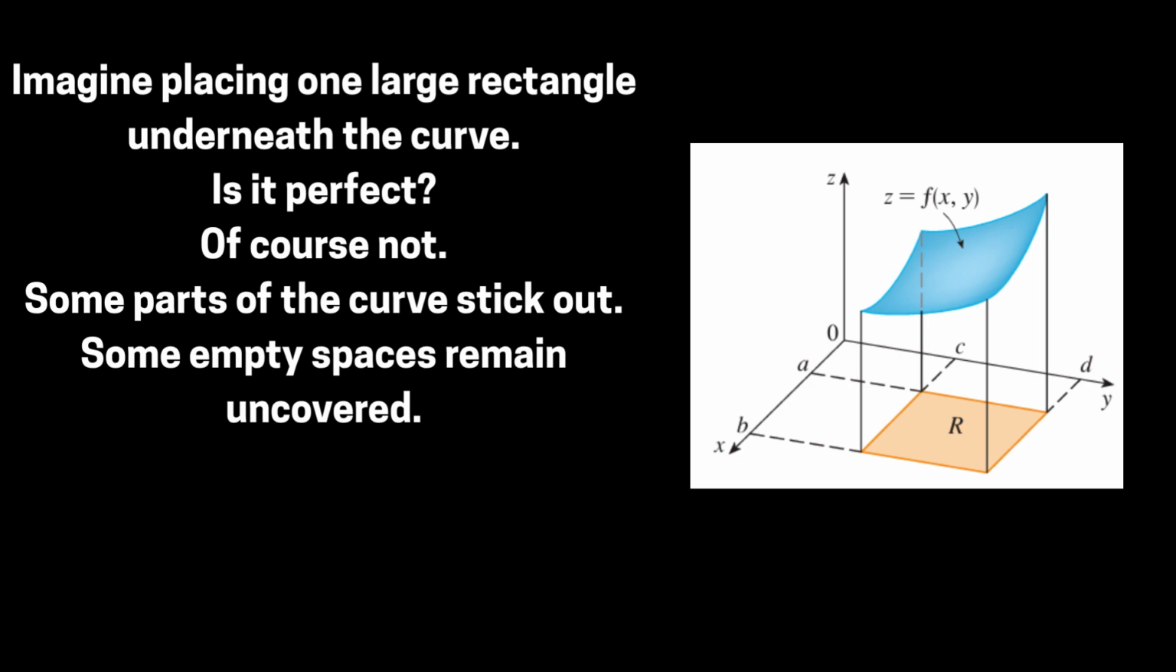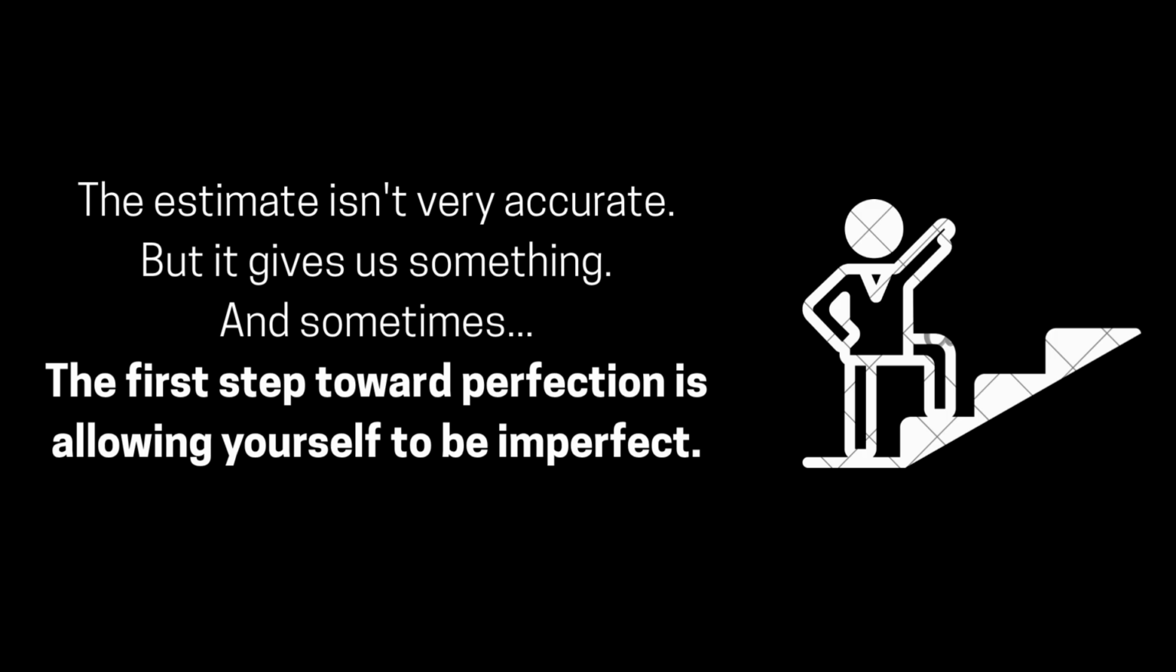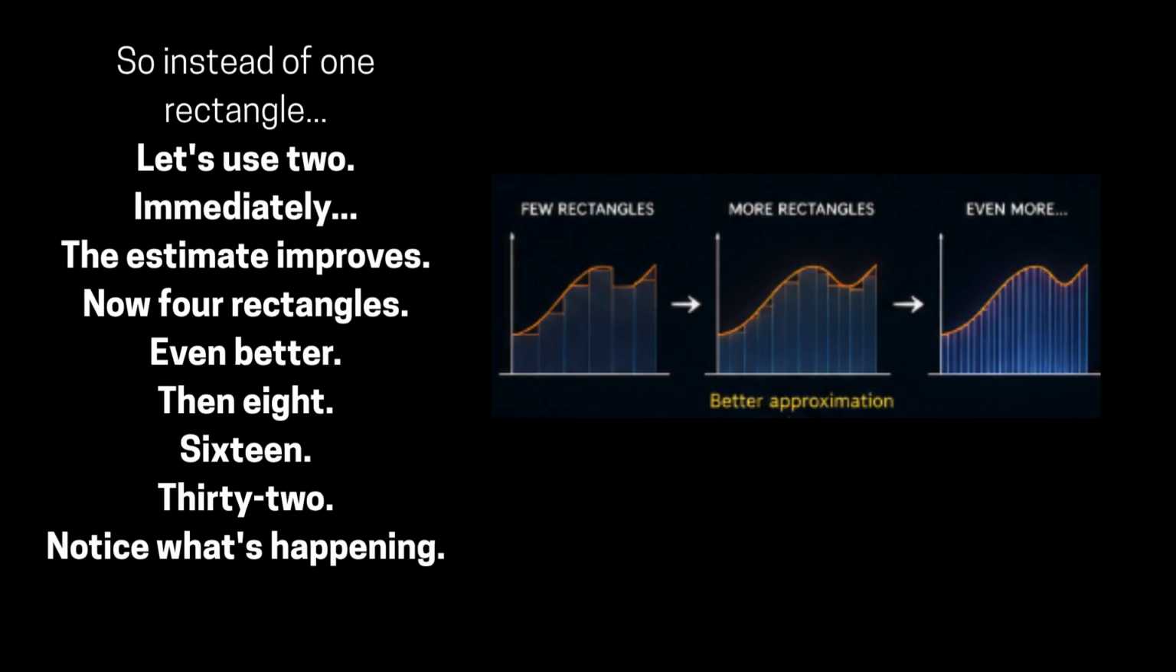Imagine placing one large rectangle underneath the curve. Is it perfect? Of course not. Some parts of the curve stick out. Some empty spaces remain uncovered. The estimate isn't very accurate, but it gives us something. And sometimes, the first step toward perfection is allowing yourself to be imperfect. So instead of one rectangle, let's use two. Immediately, the estimate improves. Now 4 rectangles. Even better. Then 8, 16, 32.